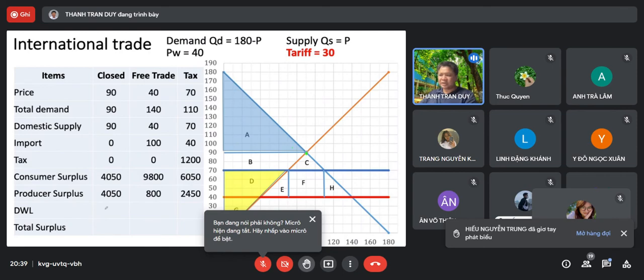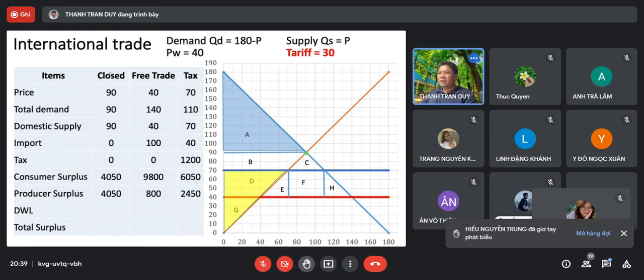Now, this is the most important question: what we lost. If we close the economy, do we have a deadweight loss? Anybody? If we close the economy, do we have a deadweight loss? No. No.